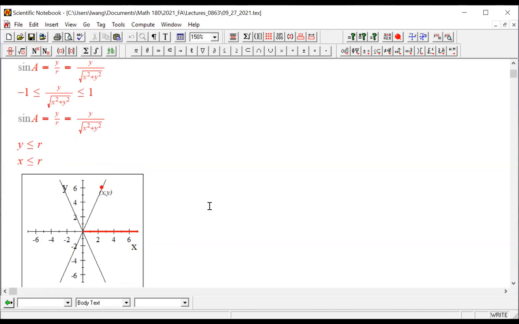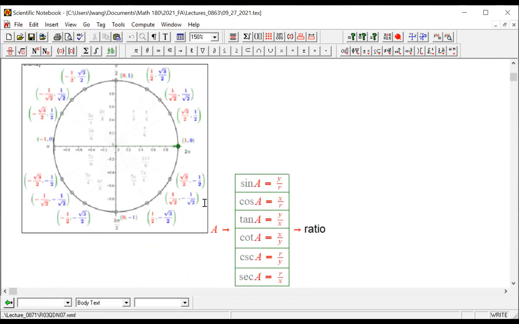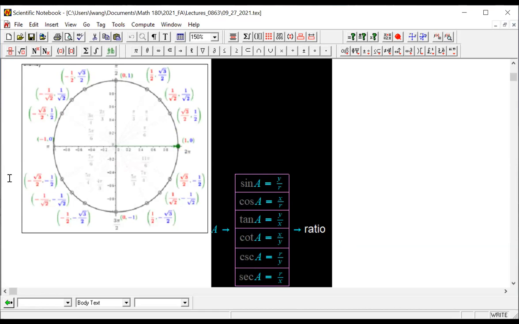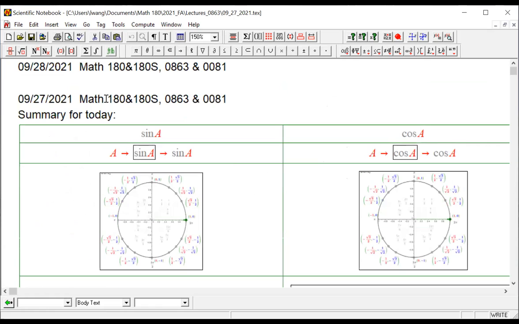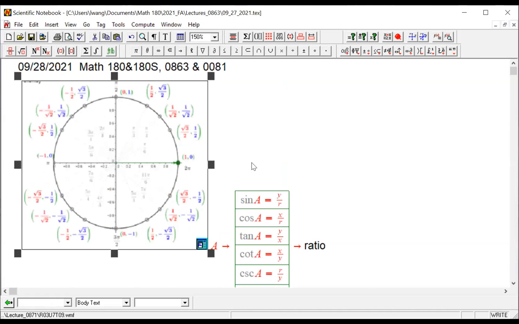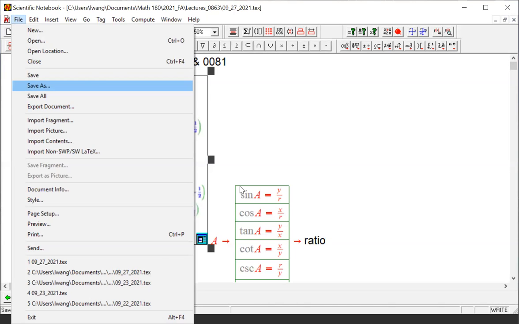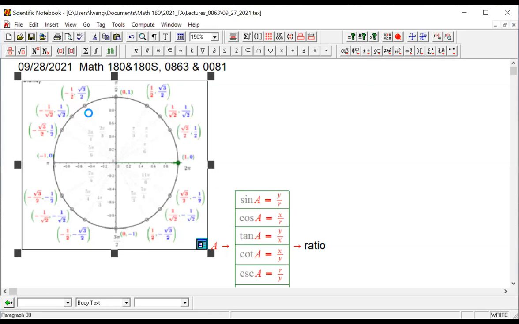And let's go back to the definition. Let's see what else can be dug out from the definition, right? So I'm going to bring the definition over to the top. We have the definition here, okay? And in this case, let me just save it to today's 28th. All right.